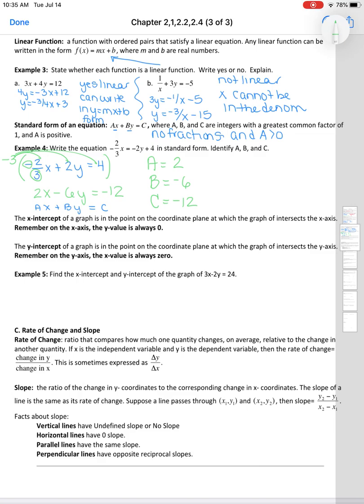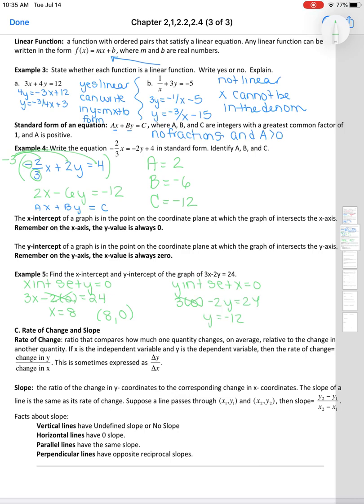Continuing to jump, x and y-intercepts. The x-intercept is on the x-axis, so the y value is 0. The y-intercept is on the y-axis, so the x value is 0. So if we're asked to find the x and the y-intercept, for the x-intercept, we're going to set y equal to 0, and we're going to solve. So 3x minus 2 times 0 equals 24. That's gone, so x is 8. So if I make a point out of this, x is 8, and we said that y was 0. So we have the point (8, 0).